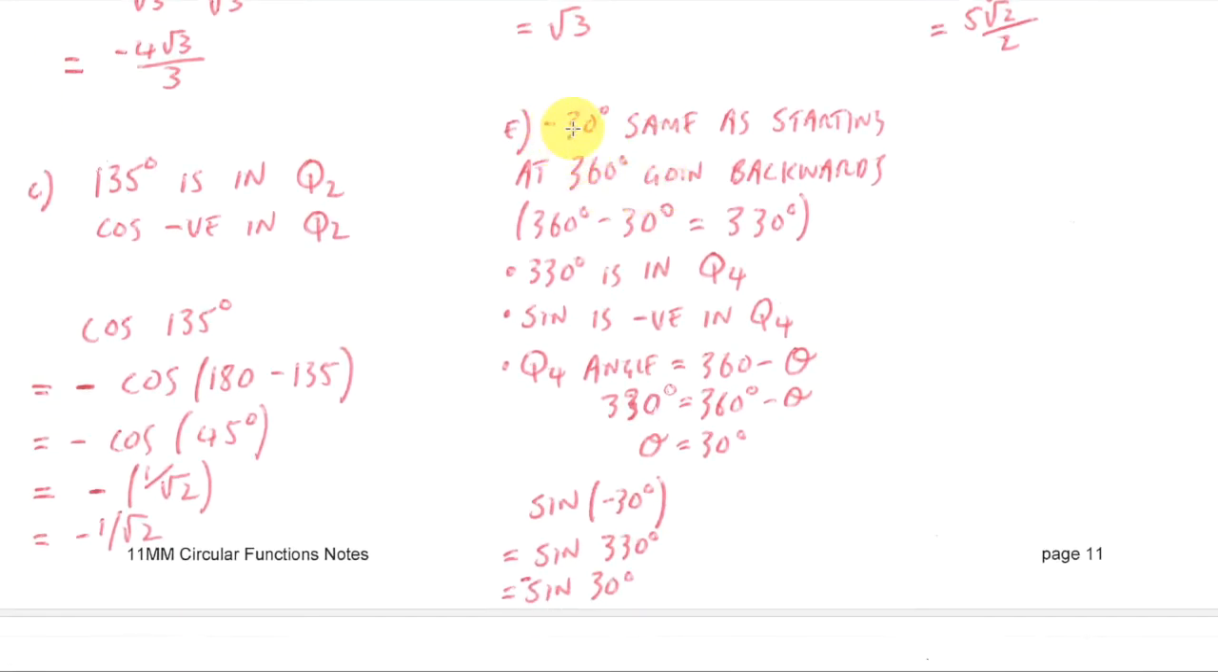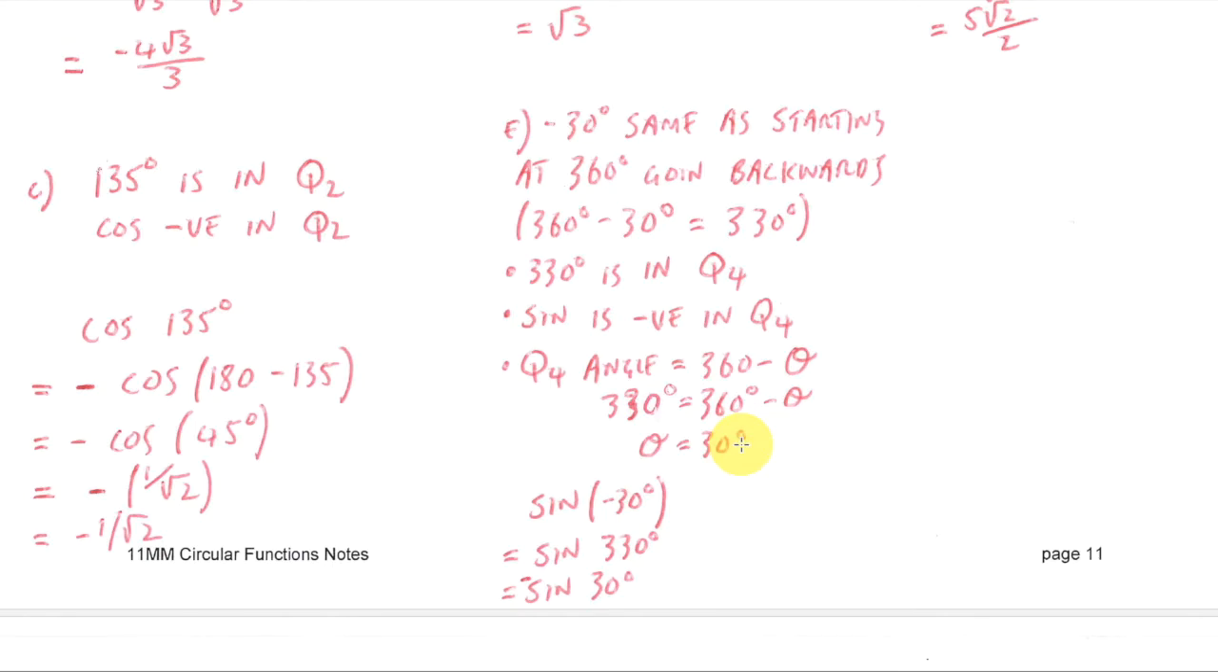All right, so negative 30 degrees, same as starting at 360 and going backwards, so we know it's worth 330 degrees. 330 degrees is in the fourth quadrant. All Students Take Calculus. The only thing that's positive in that fourth quadrant is cosine, so therefore sine is negative. The quadrant 4 angle can be obtained by going 360 minus theta. The quadrant 4 angle given to us was 330 degrees, so I can relate that back to an equivalent angle in the first quadrant, and that will be 30 degrees.